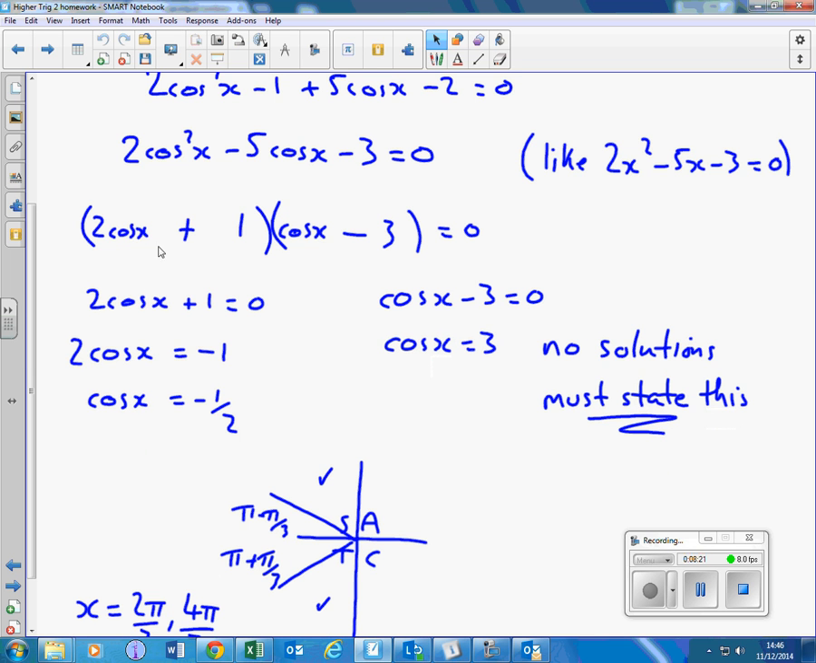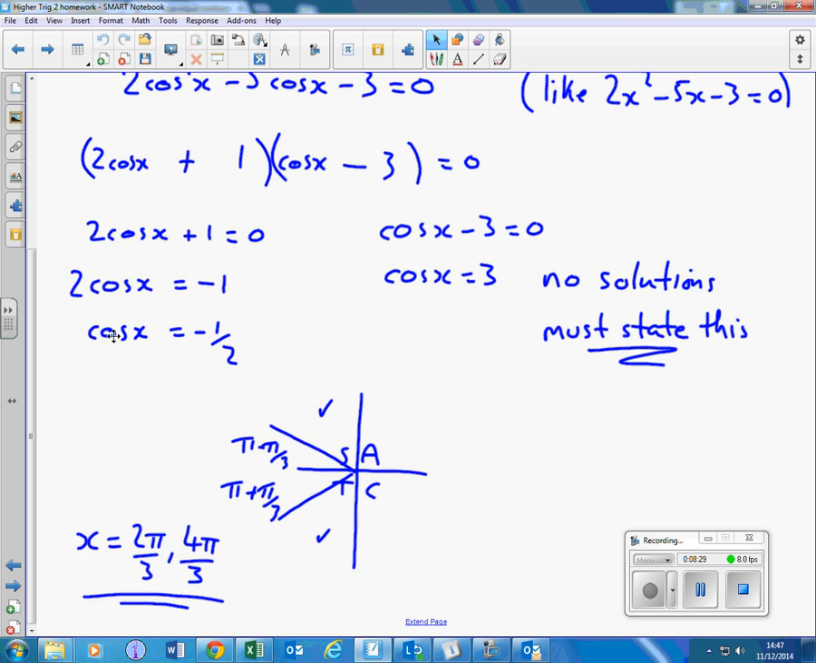The second one, 2 cos x plus 1 equals 0. Take the 1 across, divide by 2. So cos x is negative 1/2. Now cos of pi by 3 is a half, but we're looking in the second and the third quadrant, so it'll be pi minus pi by 3 and pi plus pi by 3. So that'll be 2 pi by 3 and 4 pi by 3.